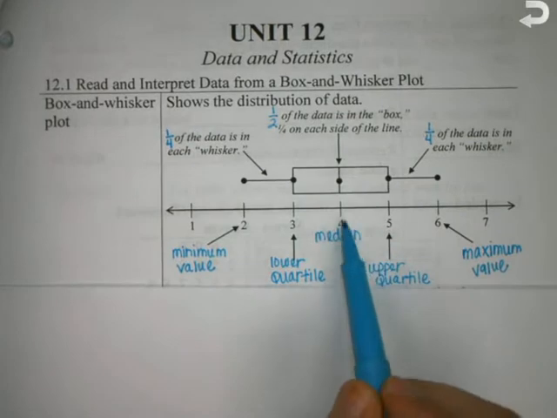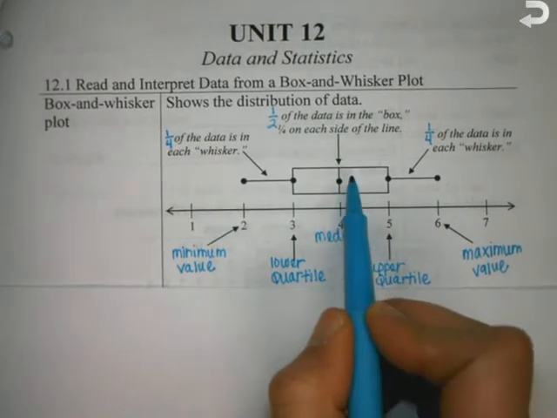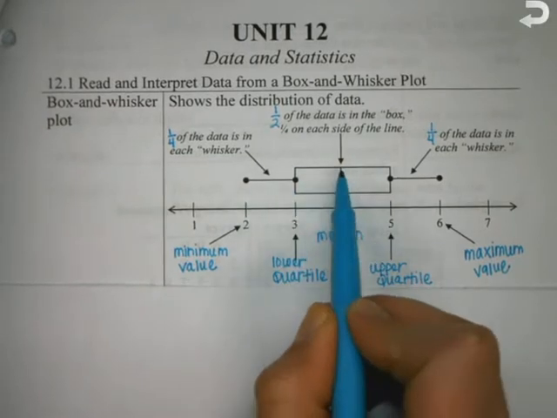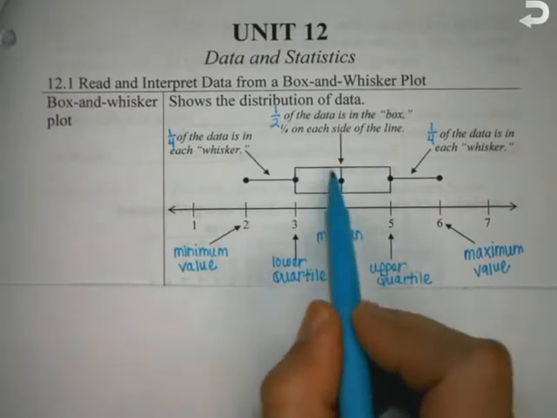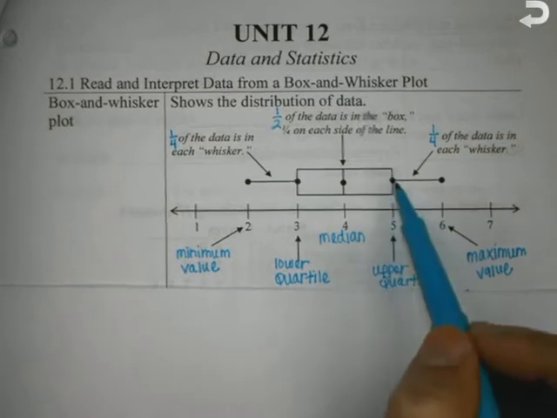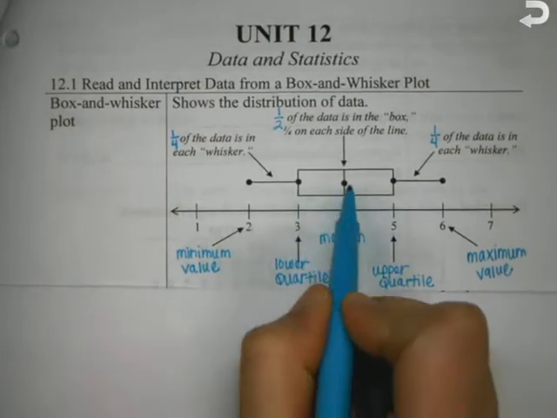The line in the middle of the box is the median, so that means that this half of the box contains 1/4 and this half of the box contains 1/4. So we broke up all the data into 4 parts. Does that make sense? 1/4 is here, 1/4 is here, 1/4 is here, and 1/4 is here.